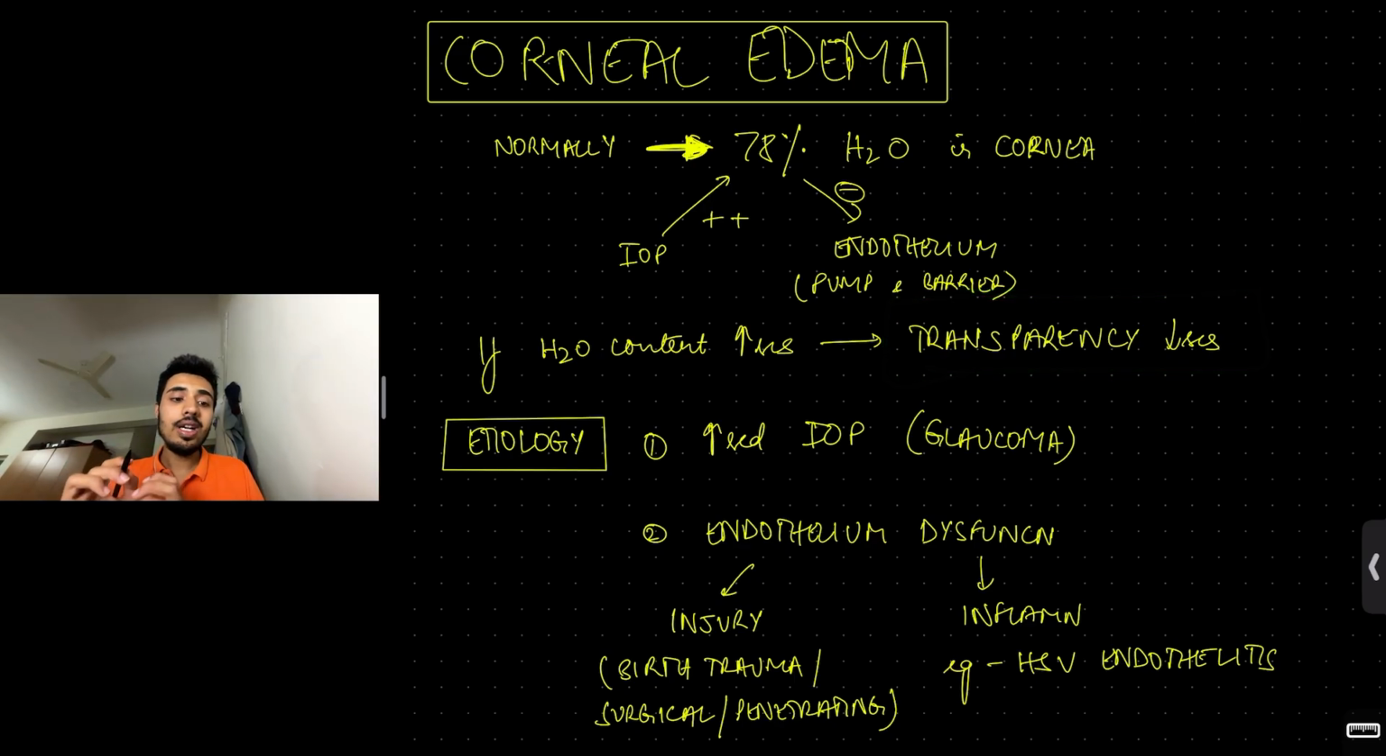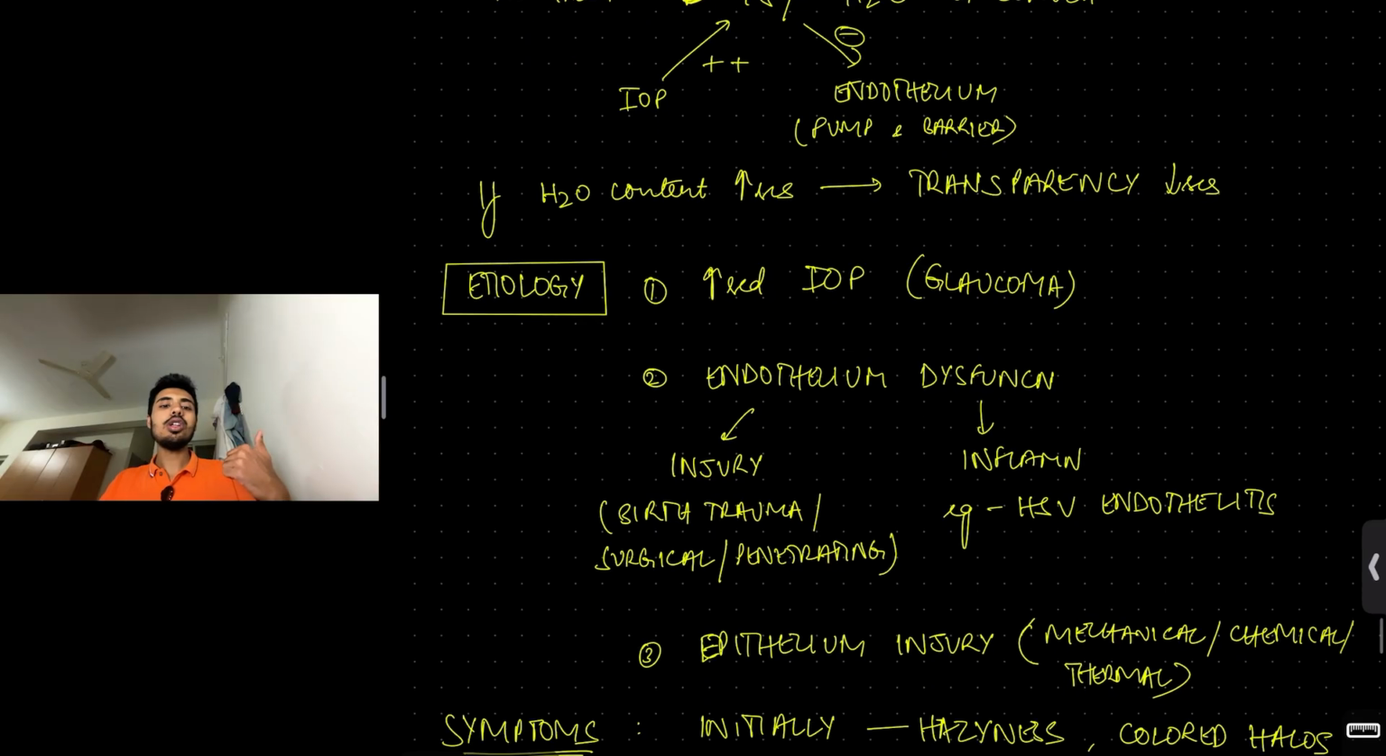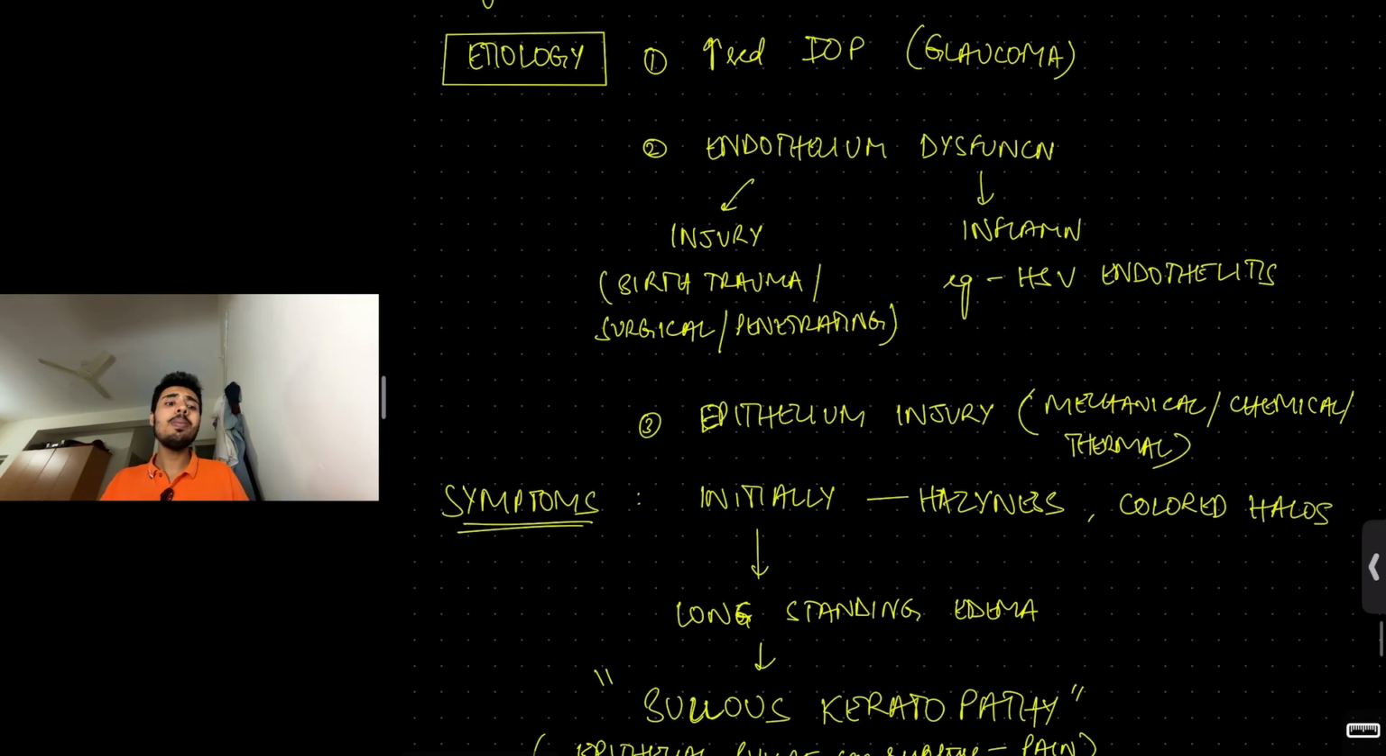We know that intraocular pressure is trying to push the aqueous humor into the cornea, so that tries to increase the water content, whereas the endothelial barriers and the endothelial pumps try to draw out water. So this fine balance is important to maintain a relatively dehydrated state of the cornea. So what could be the etiology of corneal edema? It could be increased intraocular pressure. It is pushing too much water inside.